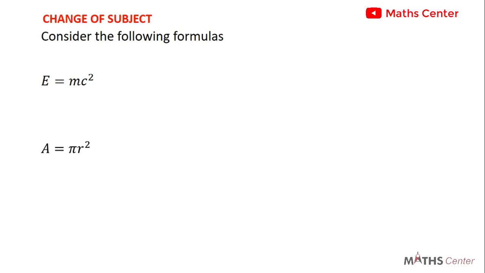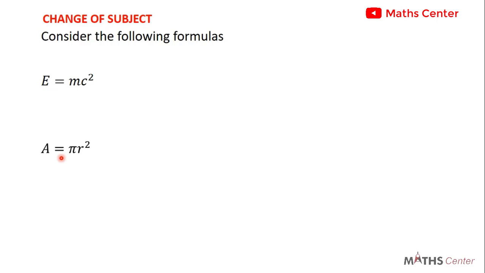Let's consider these formulas or equations. The first one is E is equal to mc squared and the second one is A is equal to pi r squared. Let's concentrate on the first one for now. We can see in this equation that E is on the left hand side with no variable attached to it. That is, E is alone. On the right hand side, we have m and c squared. Because E is alone with no variable attached to it, E is said to be the subject of the equation.